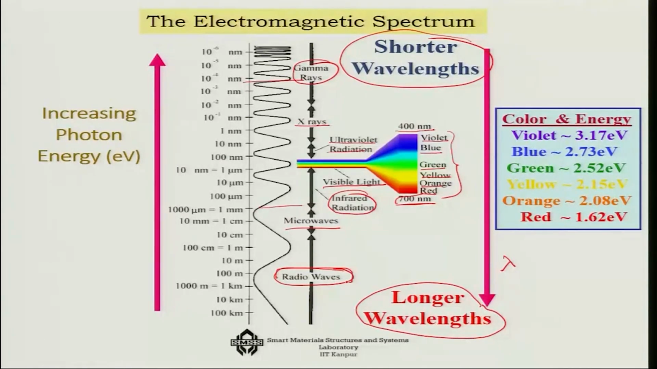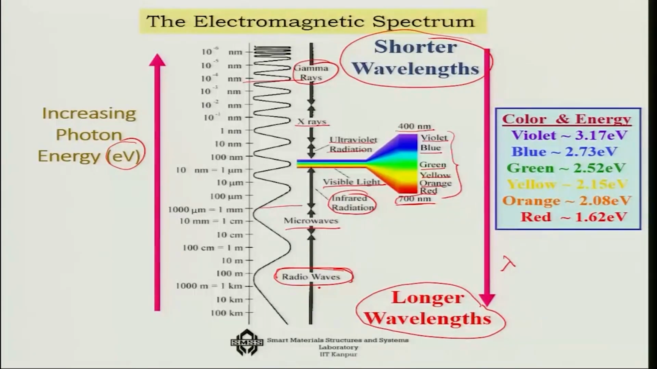Interesting thing is that this picture we have discussed from shorter wavelengths to longer wavelengths, but in terms of energy it is just the reverse. What it means is that those which have the shorter wavelengths like the gamma rays have the highest energy in terms of electron volts, and then gradually as the wavelength increases, the energy reduces and the radio wave would have the lowest amount of energy.